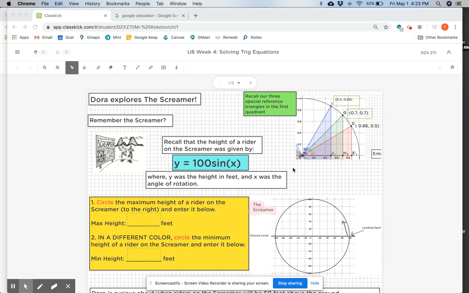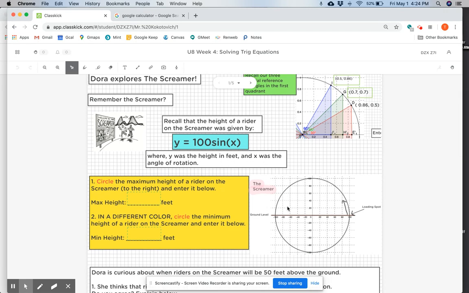Hello, everybody. In this slide one, we're thinking about Dora, how she's exploring the Screamer here. So we have to remember the Screamer. That was that one scary Ferris wheel that we started with at the beginning of this unit, way back when we were in school. And the height of the rider on the Screamer was given by y is equal to 100 sine of x, where y was the height in feet and x was the angle of rotation.